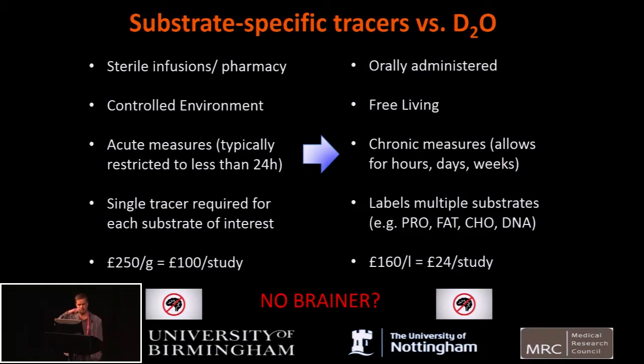So one of the earliest tracers, introduced in the 1930s, I think, was deuterium oxide. And I mentioned this before, where two of the hydrogens on water are deuteriums. The benefits, or potential benefits, of this tracer are that it's orally administered, so you can just drink it. You don't need to provide an infusion. You can study people in a free living environment, so they can go home and go about their daily business while you study them. You can measure for chronic periods, in theory hours, days and weeks, which gives a lot of scope for interventions. It also labels multiple substrates through mechanisms I'll show briefly in the next slide. And depending upon the dosing strategy, it reduces the cost significantly as well.